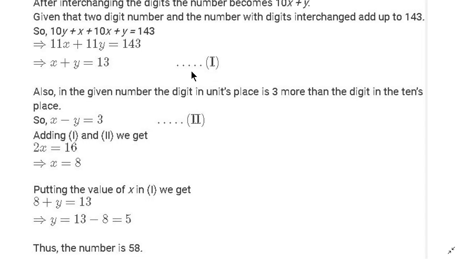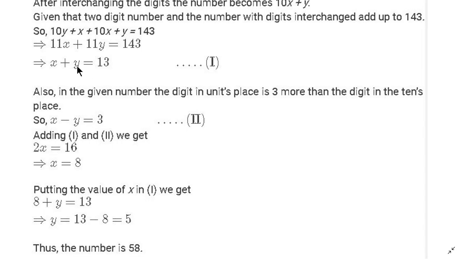The second condition is in the second line. In the given number, the digit in the units place is 3 more than the digit in the tens place. The digit in the units place is x, and it is 3 more than the digit in the tens place, which is y, meaning the difference between them is 3. So x minus y is equal to 3.